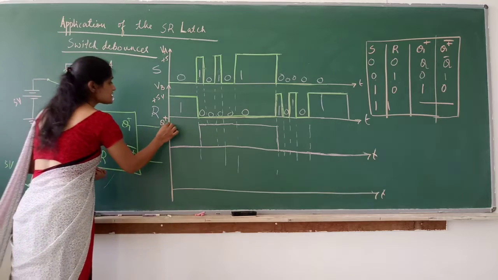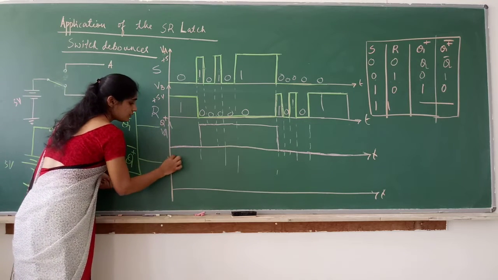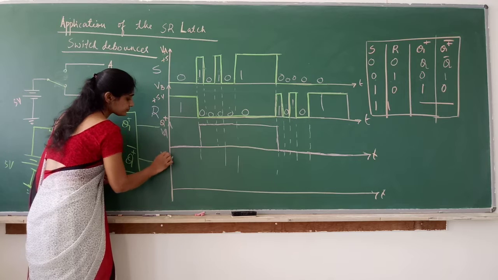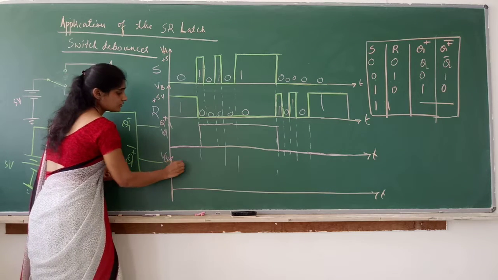Okay, so look at this. This is VA. And what is VB? Opposite.